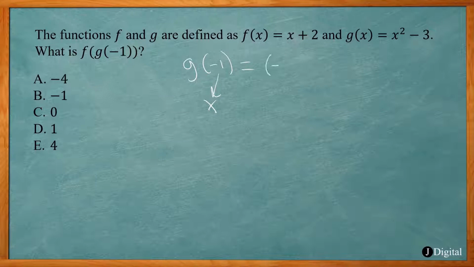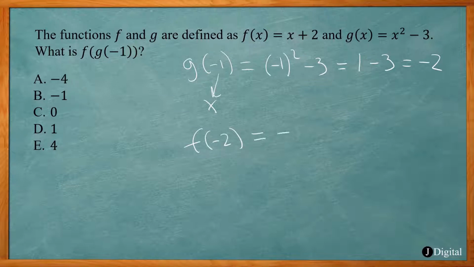So we do this, it's negative 1 squared minus 3. Negative 1 squared is negative 1 times negative 1, or positive 1, minus 3. 1 minus 3 is negative 2. Now we're going to take that result and plug it into the f of x function. So we're going to find f of negative 2. Remember, that just means our x is negative 2. So negative 2 plus 2, and that's going to give us 0.